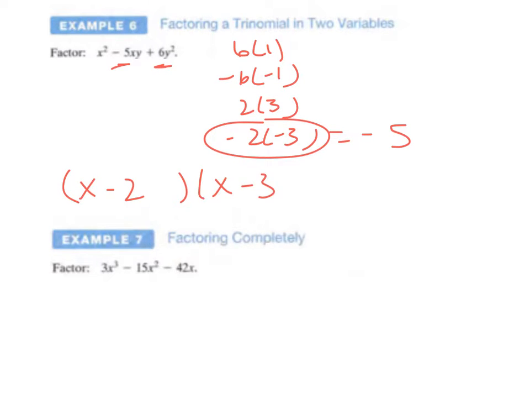The difference now is we also have a y at the end, so we have to include the y with our factors. So all you have to do is make sure you have an x and a y in your factors, because you have an x squared and you have a y squared, so we split them apart. And that's how we factor when we have two variables.